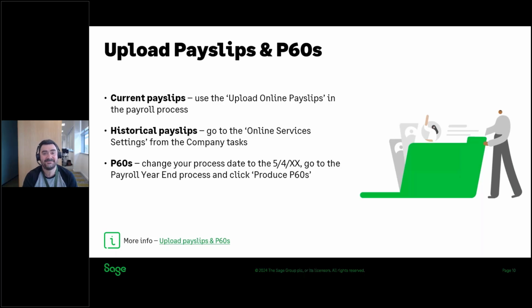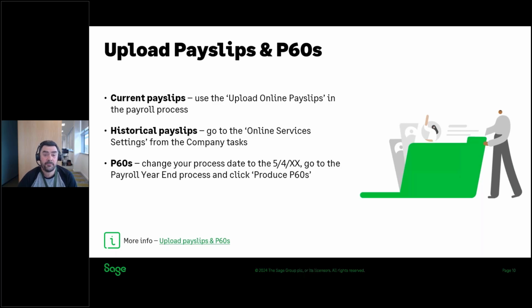And P60s, if you want to add the P60s to the portal for any historical tax year, start by changing your process date to the 5th of April of the relevant tax year. And then if you go to the year-end process and click produce P60s, those can all be added on to the portal.